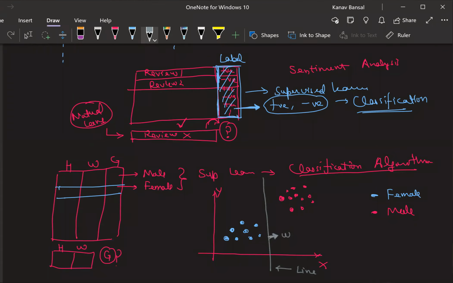No, let's not worry about clustering, Shubham. Let's forget about clustering, okay?